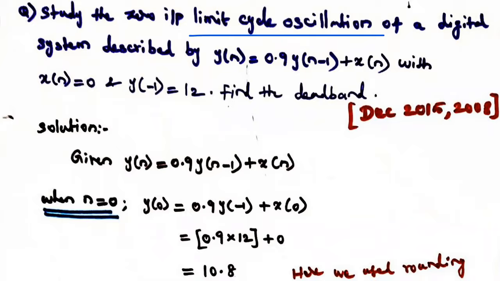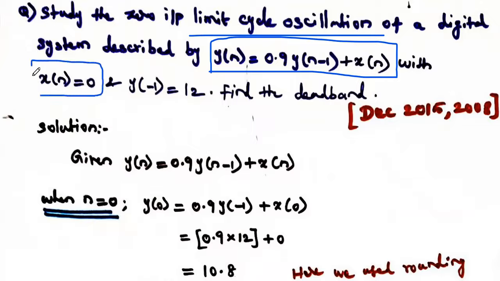Look at the question: study the zero input limit cycle oscillation of a digital system described by y of n equal to 0.9 y of n minus 1 plus x of n. This is the system equation. Here y of n is the output, y of n minus 1 is the previous output, and x of n is the input, with x of n equal to 0.